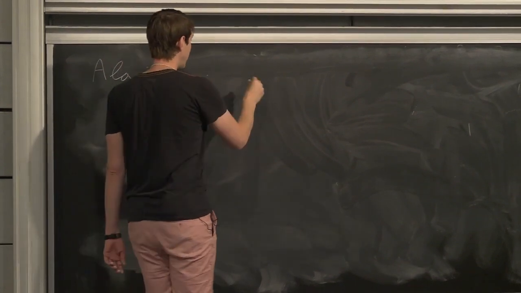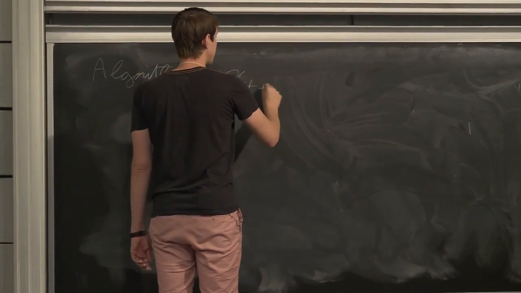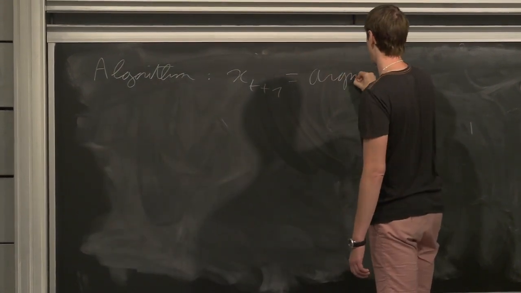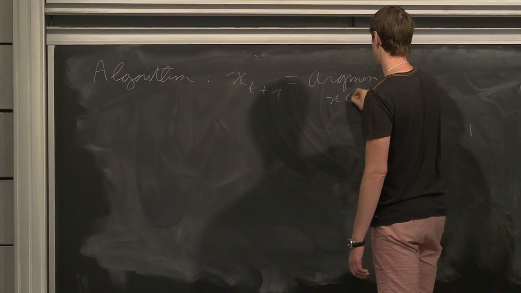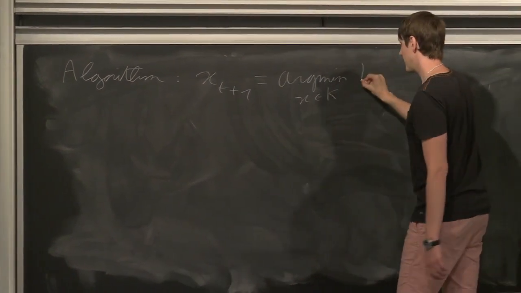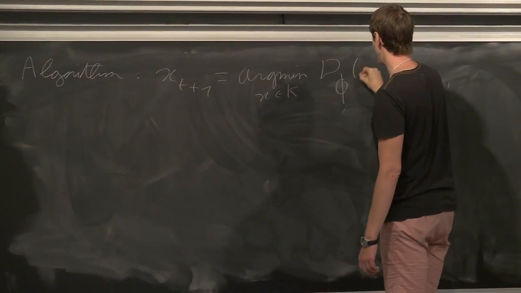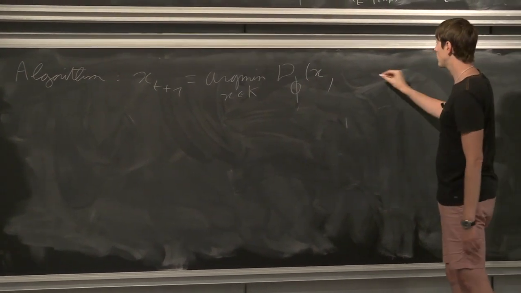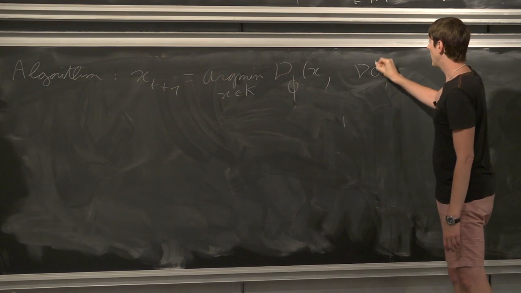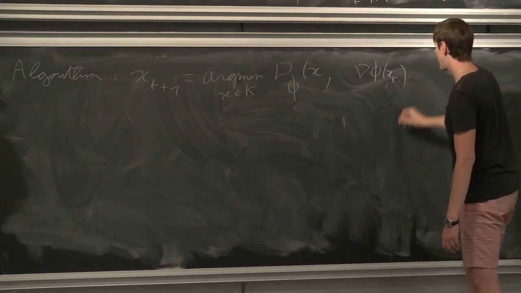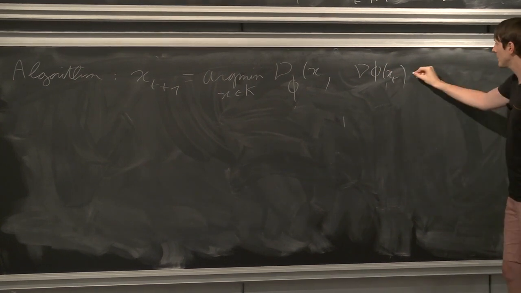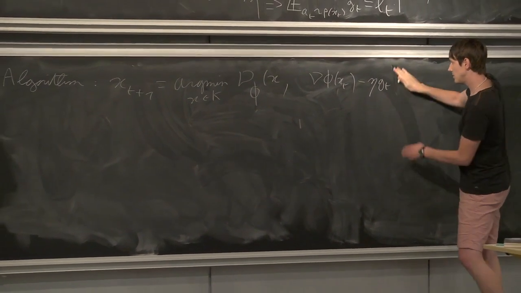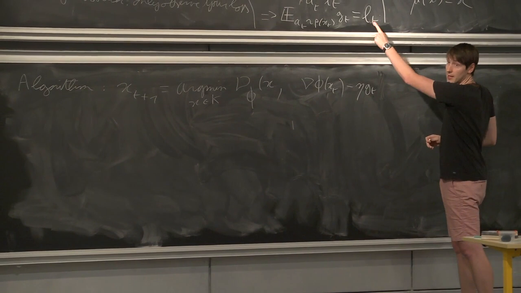Is going to be the following. Again, you remember x_{t+1} is going to be the projection on my set of constraints of the Bregman divergence between x and the unprojected point. What is the unprojected point? I take the gradient of phi at x_t, that's the previous point that I had. I do a gradient step minus eta g_t. Okay, and g_t is this guy.